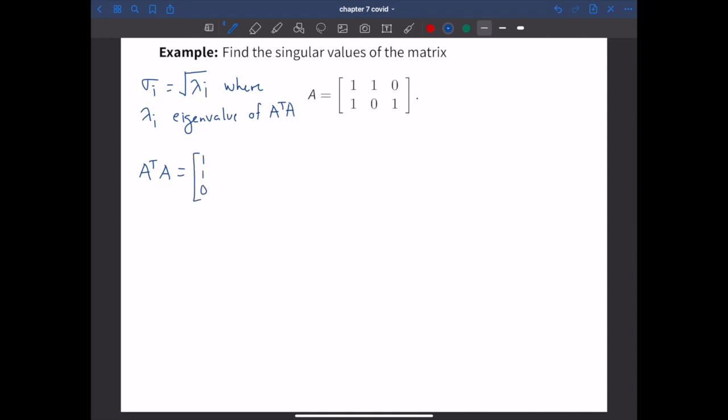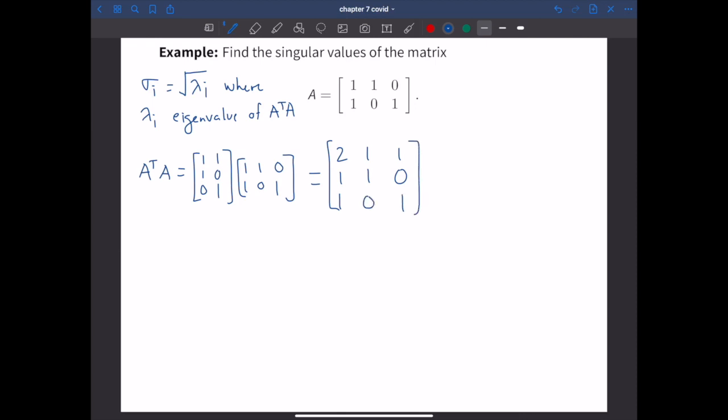A transpose times A. 1, 1, 0. 1, 0, 1. 1, 1, 0. This is for you, Whitney. 1, 0, 1. Reading out the numbers as I write down the matrix. Special request there. So we get a 2 here, a 1 there and a 1 there, a 1 there, a 1 there, and a 0 there, 1 there, 0, and 1.